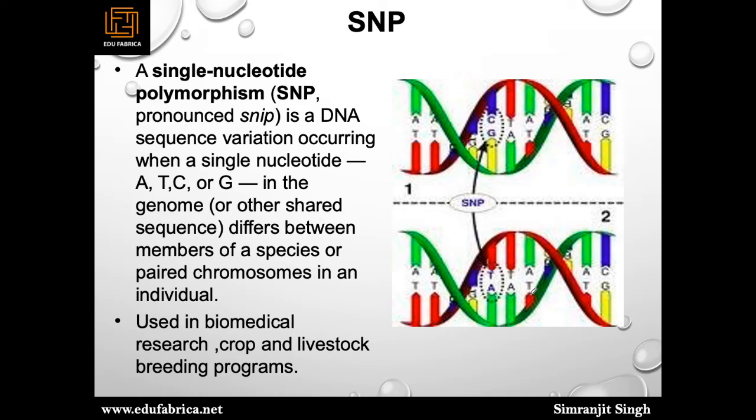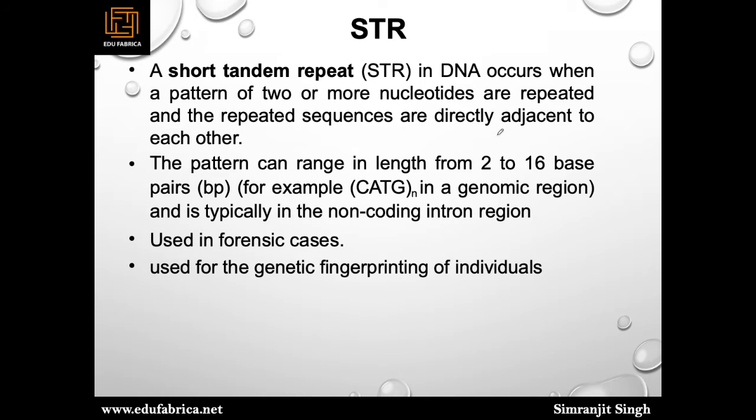Then there is single nucleotide polymorphism, SNP, which is a sequence variation occurring when a single nucleotide, that is A, T, C or G, in the genome differs between members of a species, paired chromosomes, or an individual. For example, TA changes to CG. This can lead to a lot of changes in biomedical research, crops and livestock, and bring very good characteristics by changing a single nucleotide. Then there are short tandem repeats, STRs, in DNA, where a short pattern of two or more nucleotides is repeated, from 2 to 16 base pairs. They are typically in non-coding intron regions, and are used in forensic cases and for genetic fingerprinting of individuals.